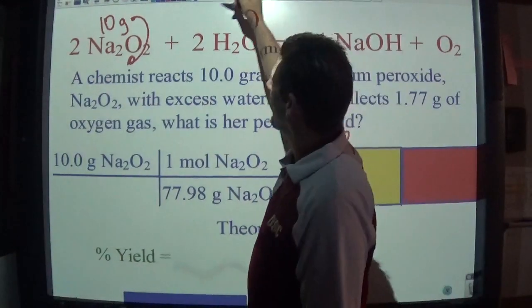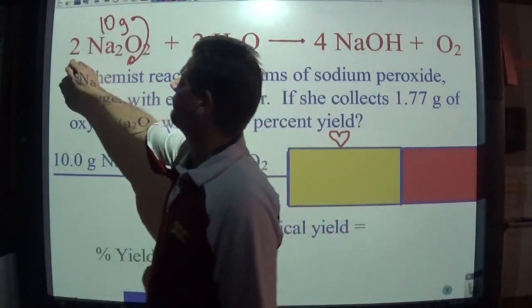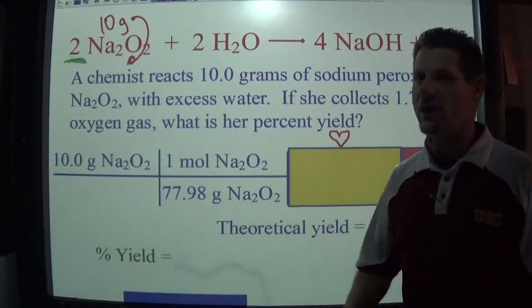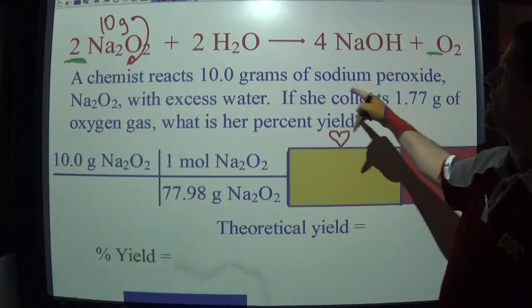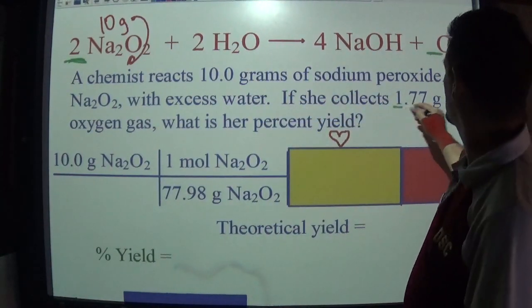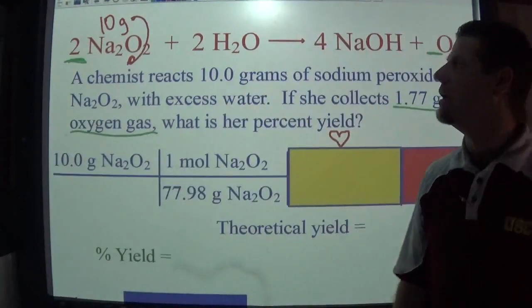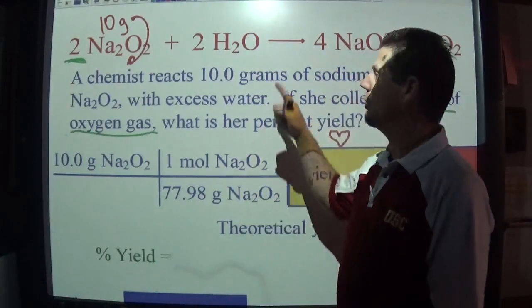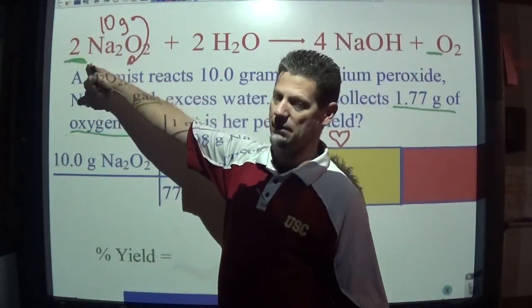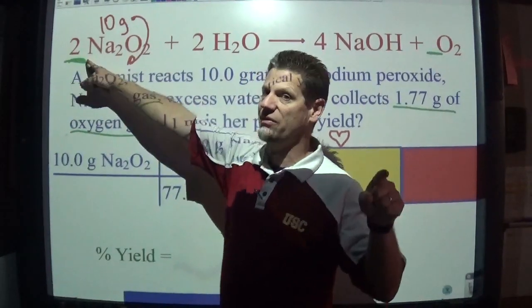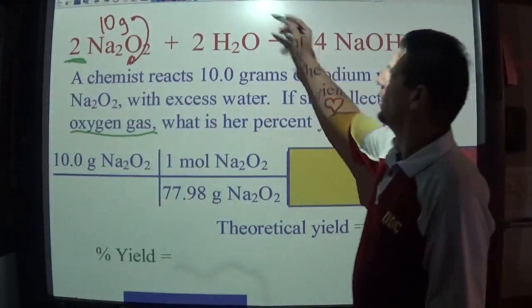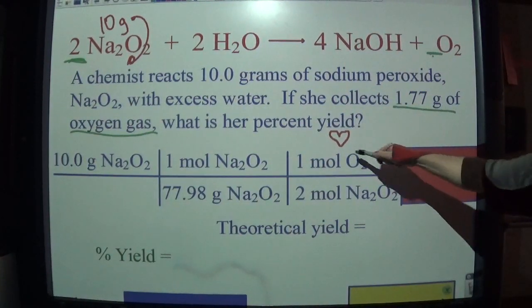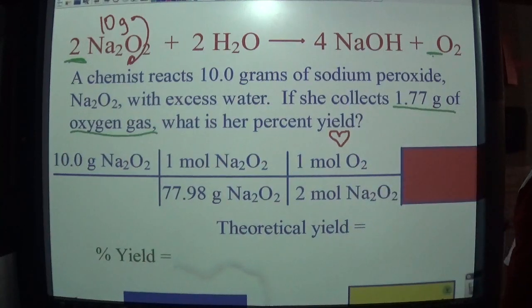We're going to look at the balanced chemical equation and say for every 2 of these sodium peroxides that we begin with, we can make 1 oxygen. That's what we care about, because it says when she does this reaction, she collects 1.77 grams of oxygen. So I want to know, how much should she have been able to collect? So for every 2 moles of this, we will get 1 mole of oxygen gas. So that mole to mole ratio is 1 mole of oxygen on the top, 2 moles of sodium peroxide on the bottom.